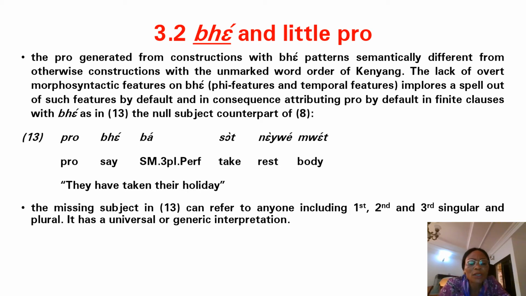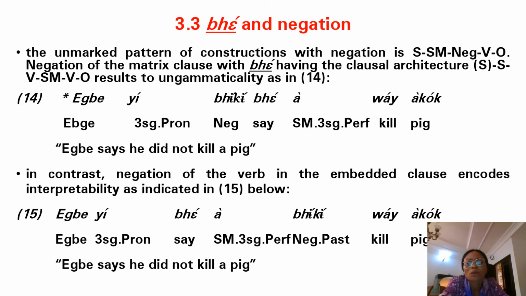The missing subject in 13 can refer to anyone including the first, second, and third person, singular and plural. It has a universal or generic interpretation. What about the relationship between ver and negation in Kenyang?